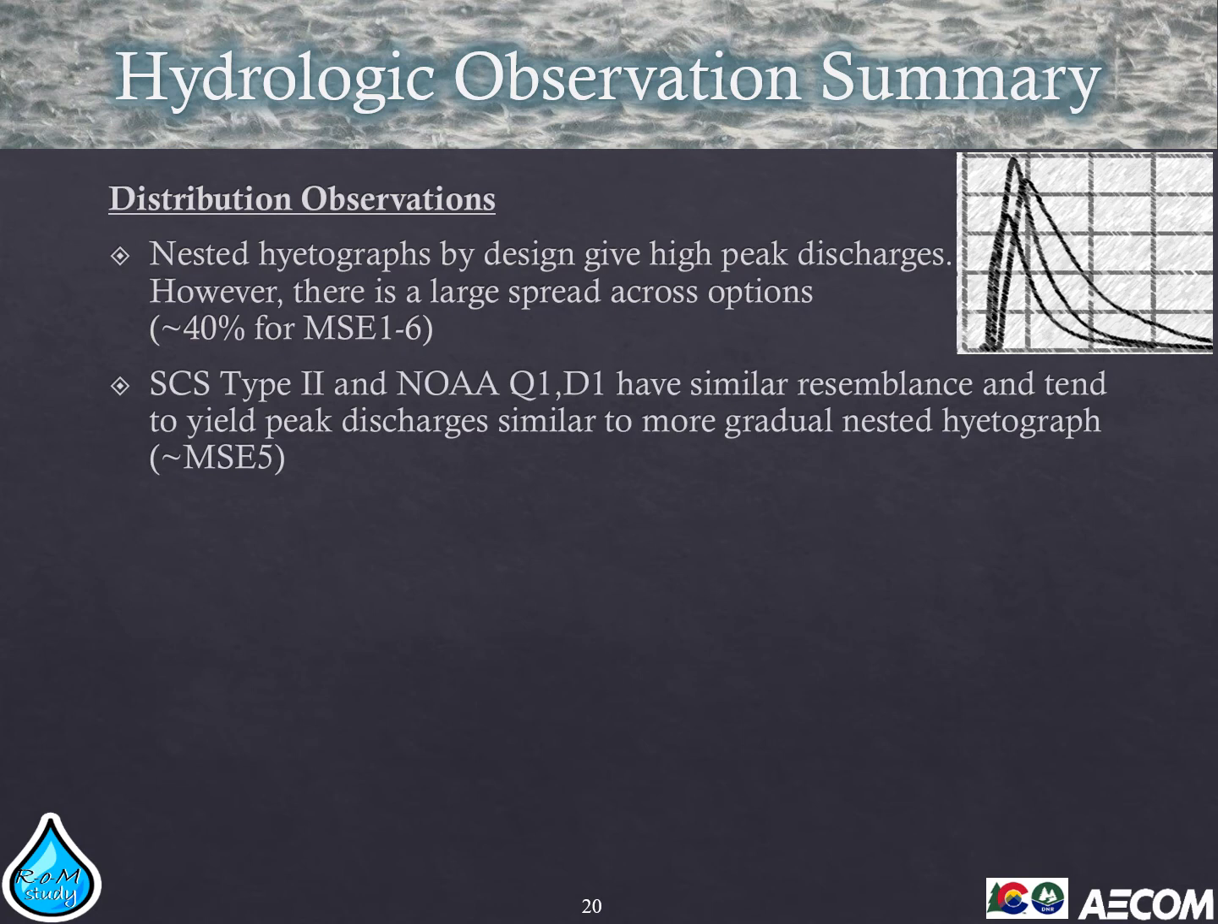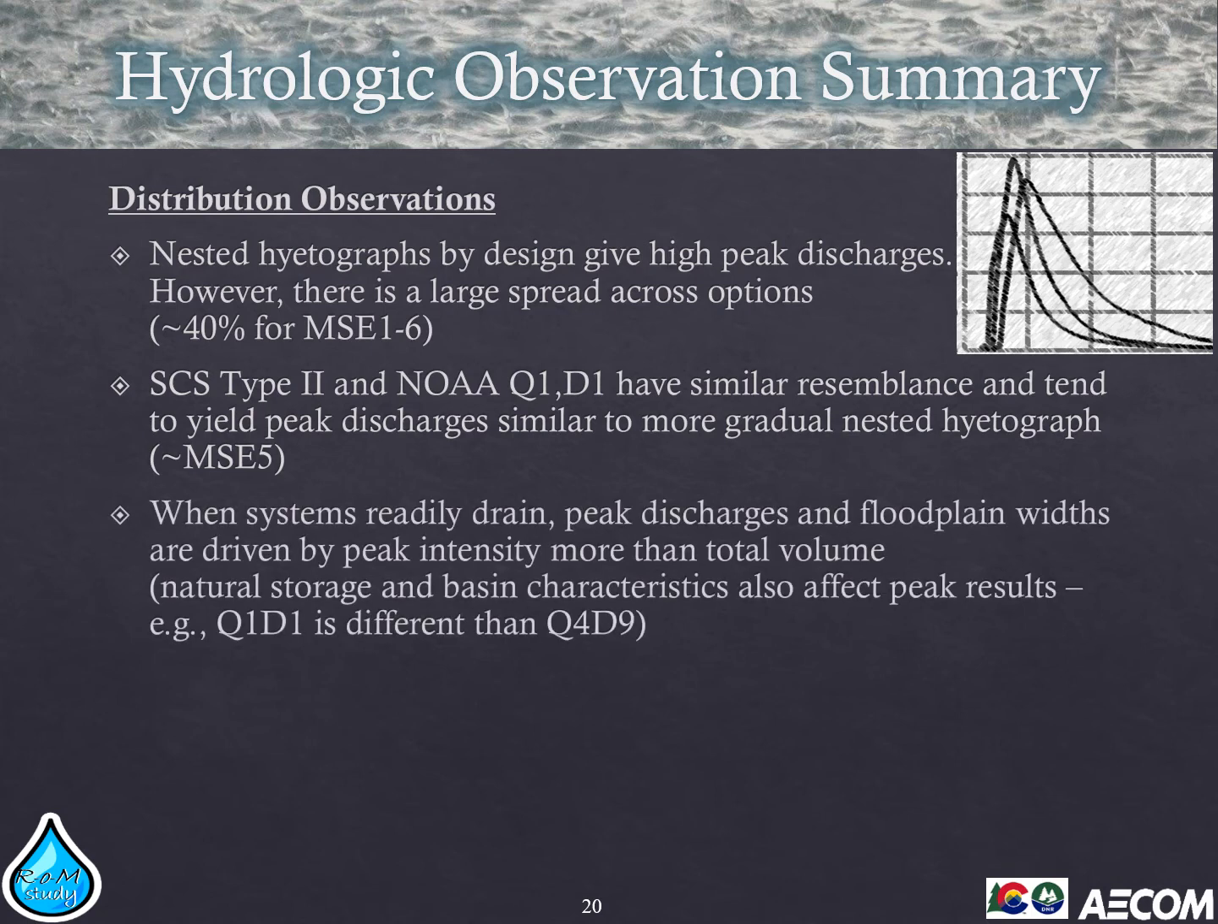SCS Type 2 and NOAA Quartile 1, Decile 1 have similar resemblance to each other, and they're going to tend to yield a peak discharge that's maybe on the lower end of the spectrum for nested hydrograph, but still within that. And then obviously the other quartiles and deciles that aren't as drastic will give lower results.